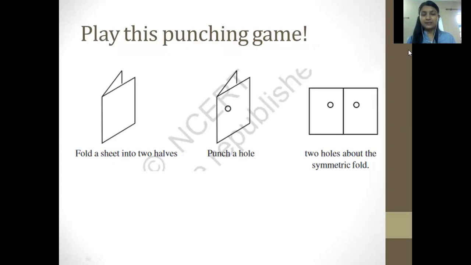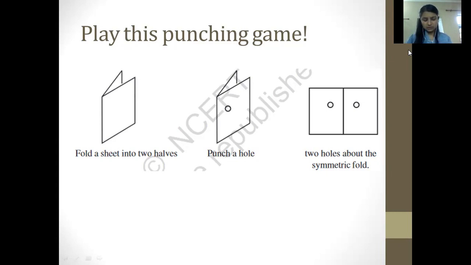Now they have asked us to play this punching game. Okay, now what we have to do in this is fold a sheet into two halves. Like I folded it into two halves. Like this was a page, I folded it into two halves. Now they asked us to punch a hole. Let us punch a hole with the help of scissors. Or you can also punch if you have a punching machine with you. There's no hard and fast rule. You can use a punching machine or you can use scissors only. You can punch on many sides wherever you feel like.